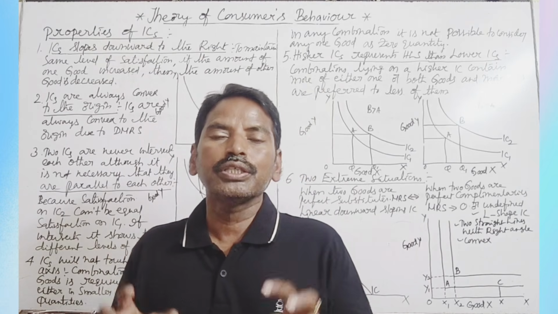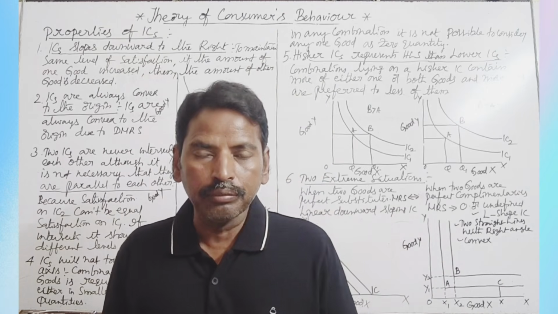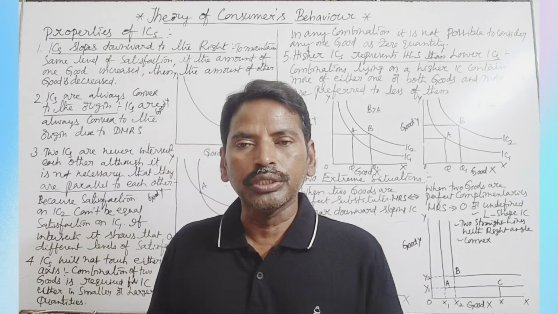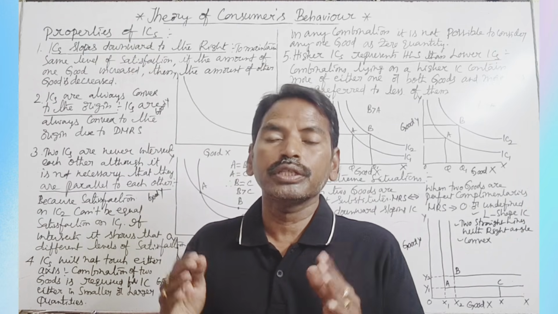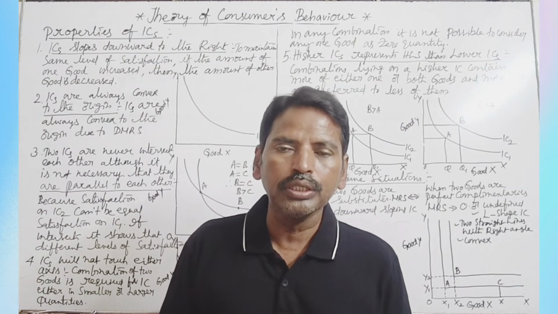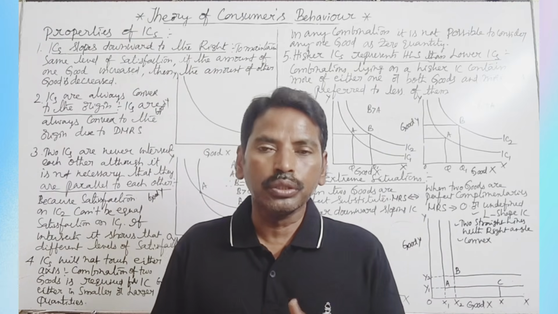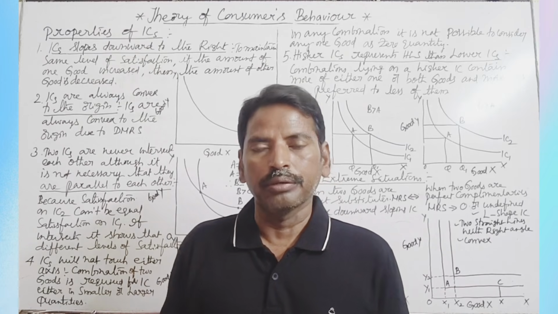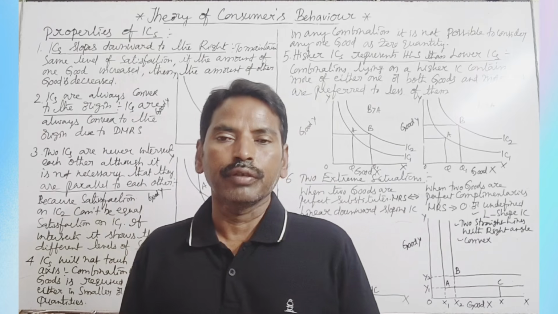Next, what is the meaning of indifference curve? An indifference curve is a curve which represents all those combinations of two commodities which give the same level of satisfaction to the consumer. It is also called the iso-utility curve, or equal utility curve. This is the introduction to the indifference curve.